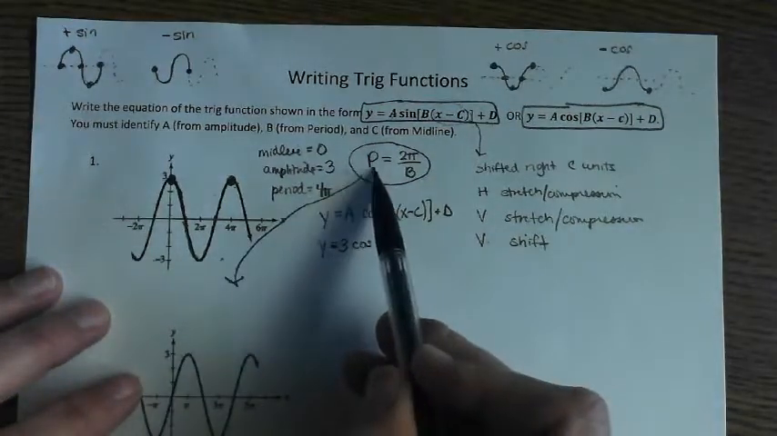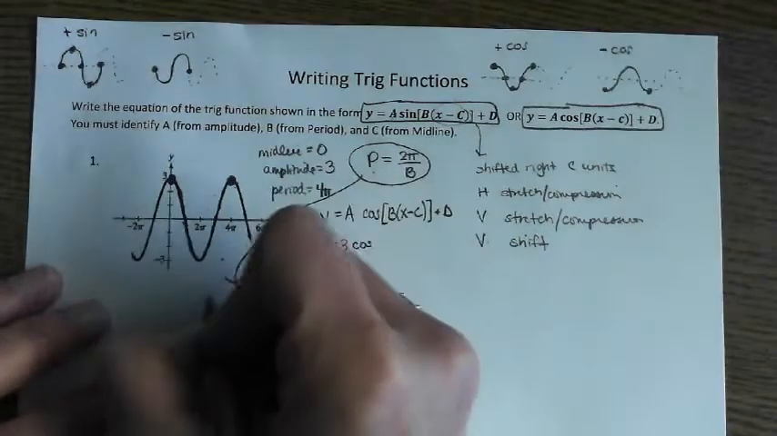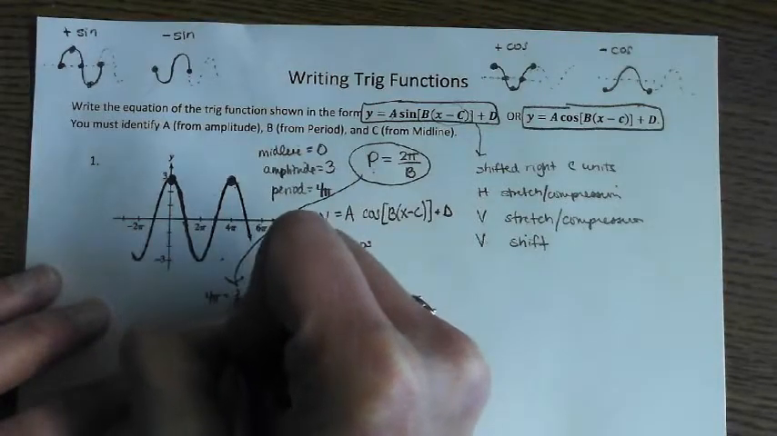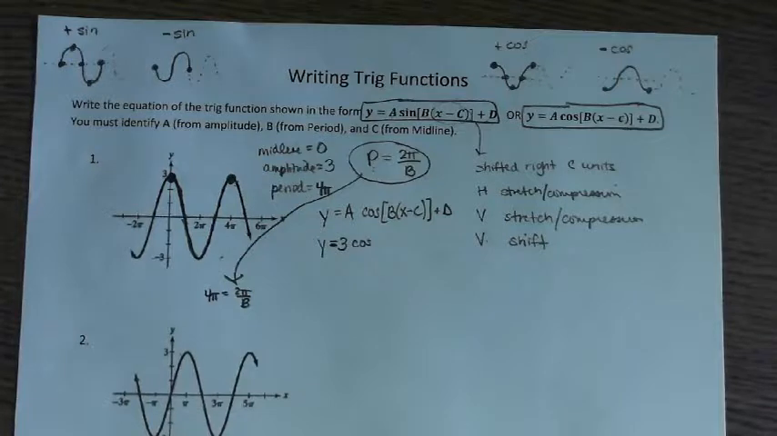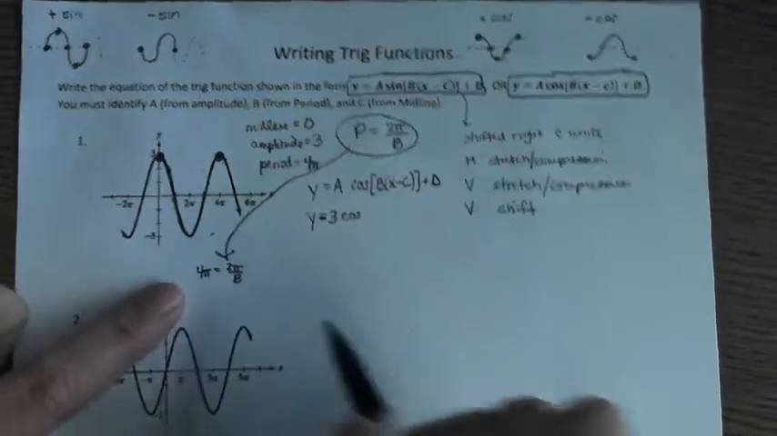B is the one that takes a little side work, because we know our period. What did you guys tell me the period was? 4 pi. So 4 pi equals 2 pi over B. And I have to solve for B. That's the only thing I have to really solve for. The A is the amplitude, we'll get that. The C is whether or not we shifted right or left at all, which we did not here. And the D is whether we shifted up or down here. So we only really have to solve for B.